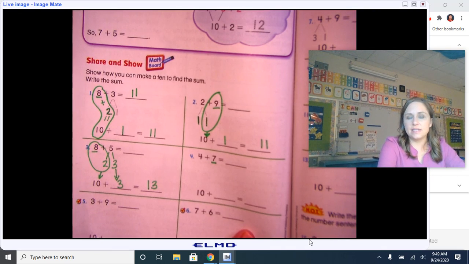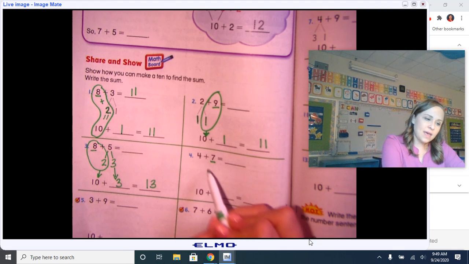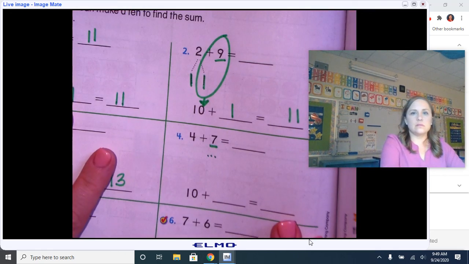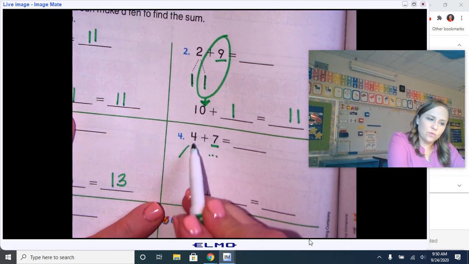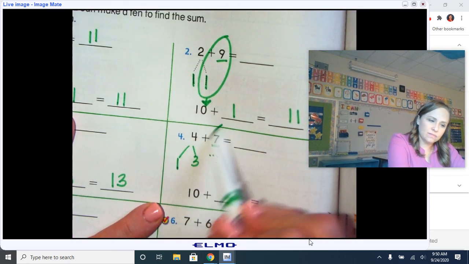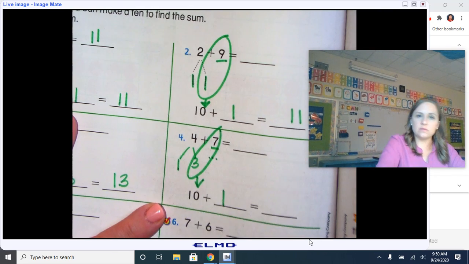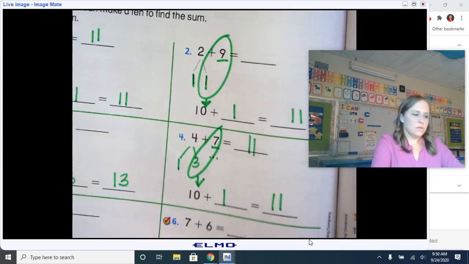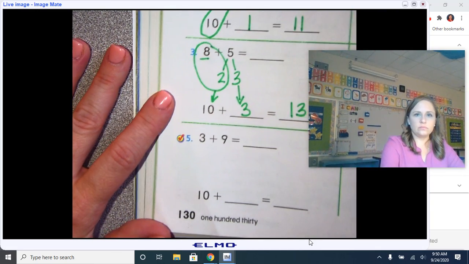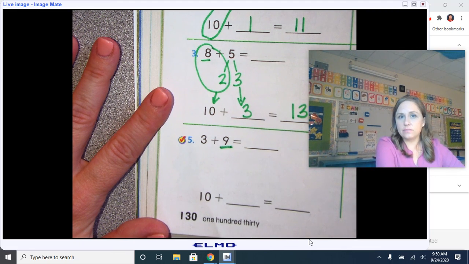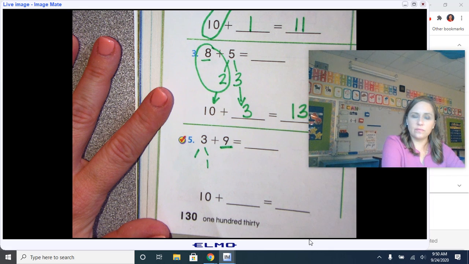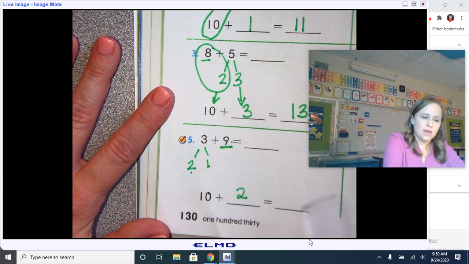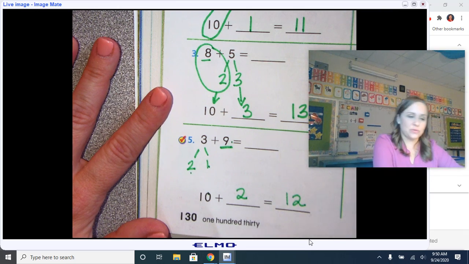What does 7 need to get to 10? 7, 8, 9, 10. I made 3 dots. So I'm going to take 3 from the 4. I'm left with 1. 7 and 3 is 10. Bring this 1 to the missing spot, and I have 11. Next, what does 9 need to get to 10? It needs 1. I'm left with 2. 9 plus 1 is 10. And put the 2 in the blank. And my sum is 12.